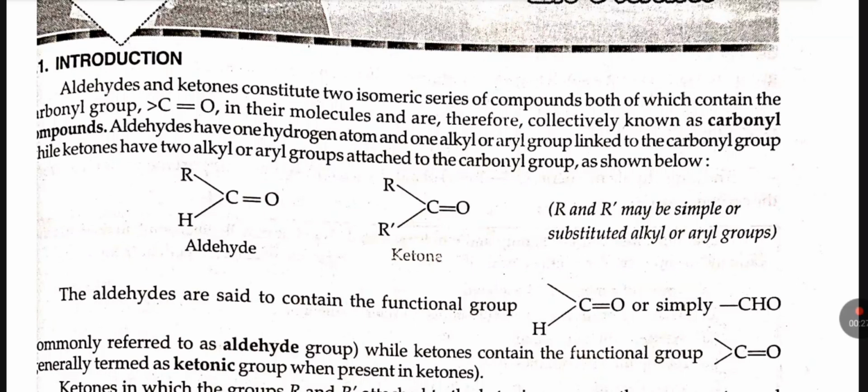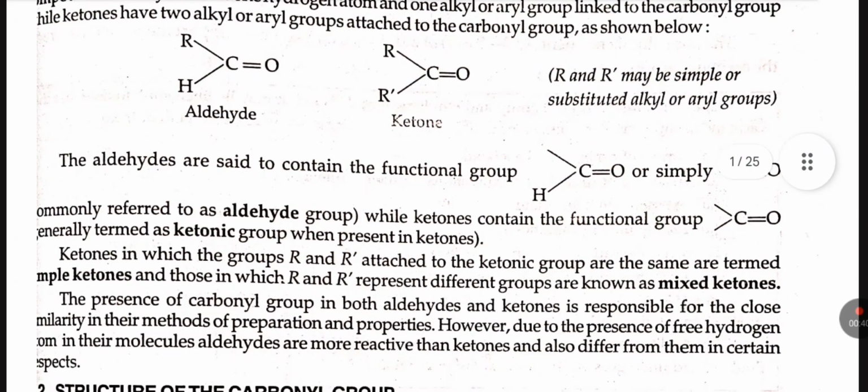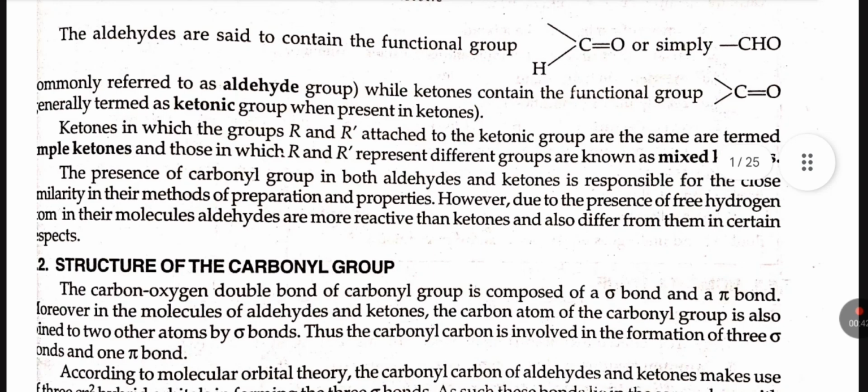Aldehydes have one hydrogen atom and one alkyl or aryl group linked to the carbonyl group, while ketones have two alkyl or aryl groups attached to the carbonyl group as shown below. The aldehydes are said to contain the functional group CHO, commonly referred to as the aldehyde group, while ketones contain the functional group C double bond O, generally termed the ketonic group when present in ketones.